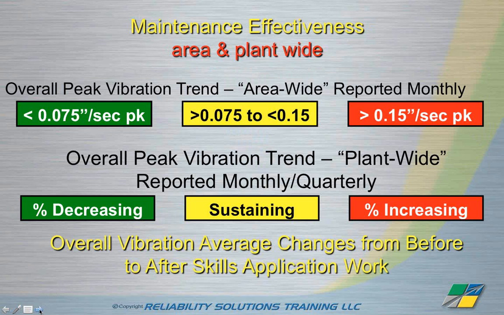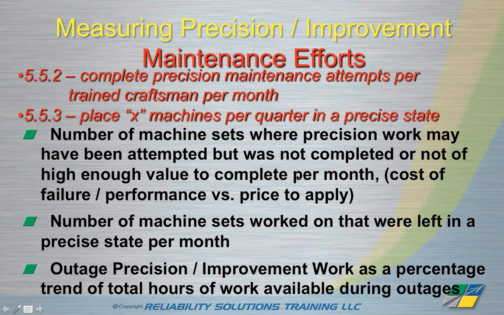In terms of, again, we just talked about that. The number of machine sets placed in a precise state: realistically, you're going to have to put about a third of all your machines into precise state before you see a significant improvement in reliability. So their goal was to try to get a third of their machines into a precise state as soon as possible.